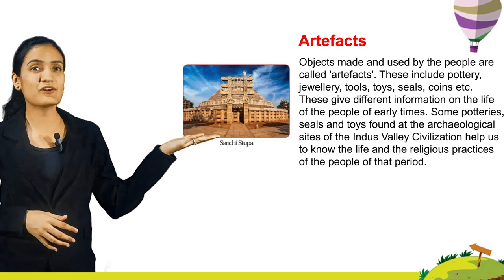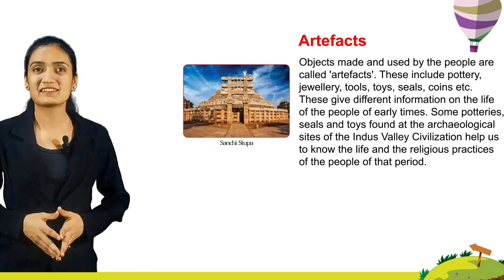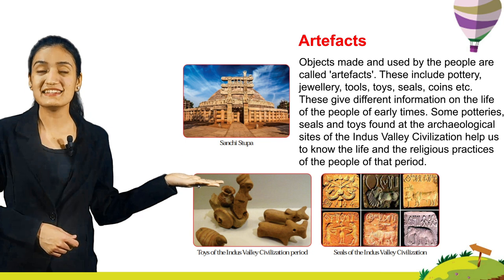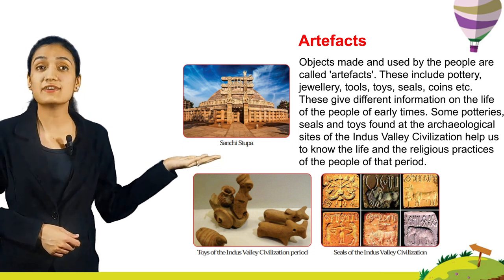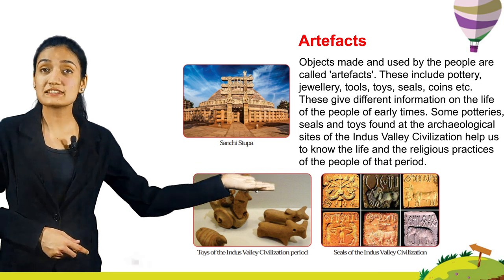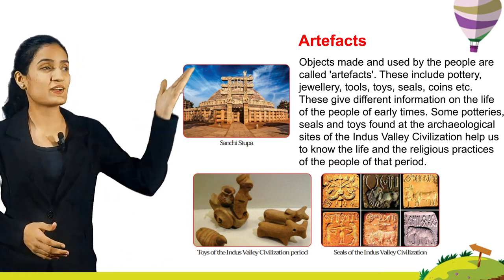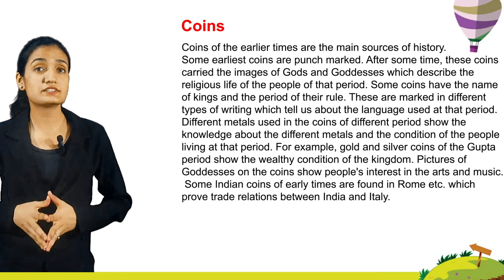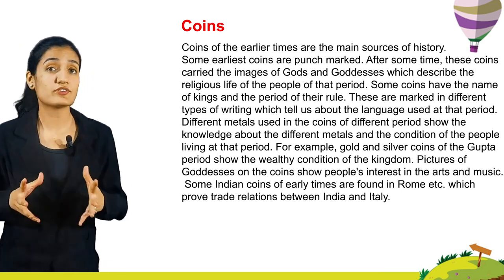Here you can see the picture of Sanchi Stupa. Now, in this picture, you can see the toys of the Indus Valley civilization period and seals of the Indus Valley civilization. Coins. Coins of the earlier times are the main sources of history.